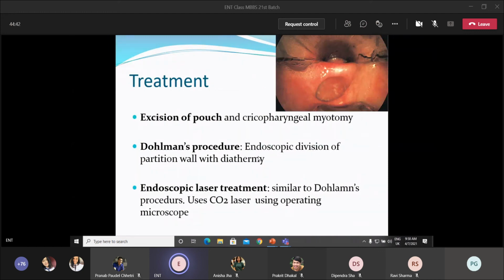So treatment, excision of pouch and cricopharyngeal myotomy. There is a procedure known as Dohlman's procedure, which is endoscopic division of partition wall with diathermy. And these days, endoscopic laser treatment is also used, which is similar to Dohlman's procedure. It uses carbon dioxide laser, and it is done using an operating microscope.